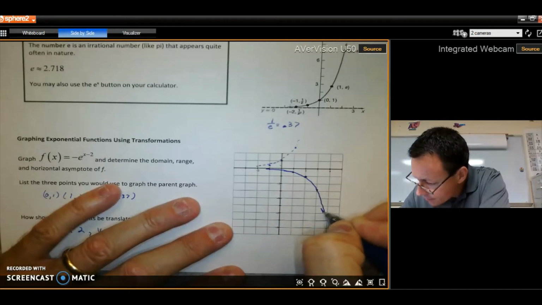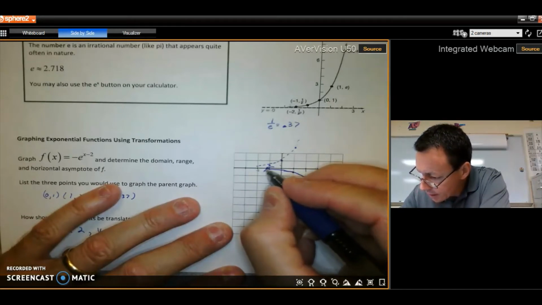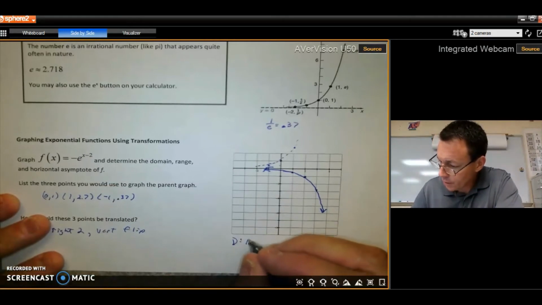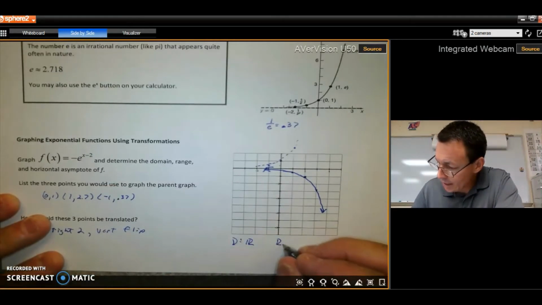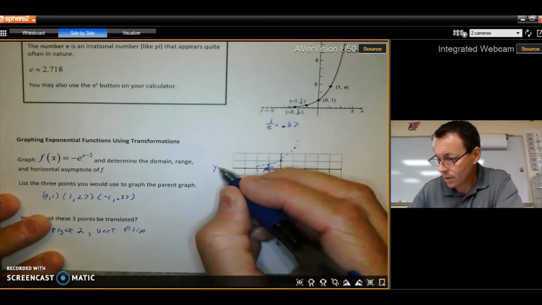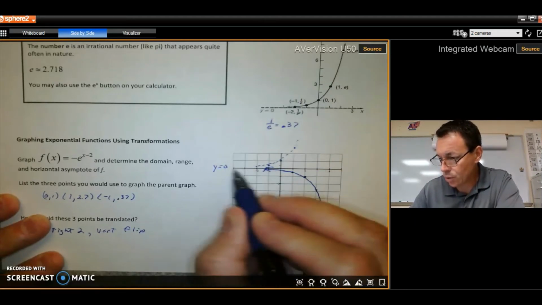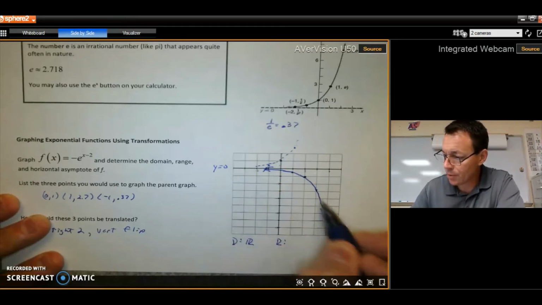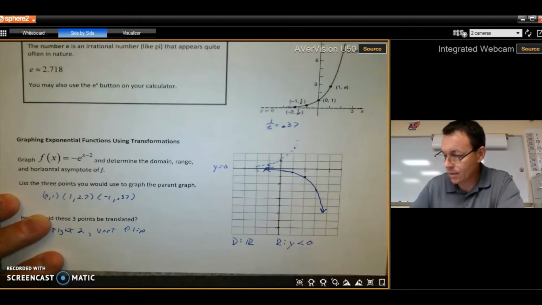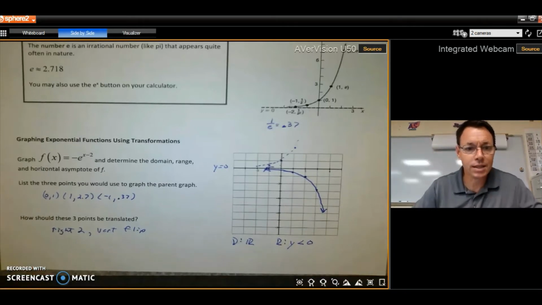So that is what our graph is going to look like. The domain would be all real numbers. The range, okay, so again, this y equals 0 is still a horizontal asymptote, but we're approaching it from underneath. So it's y less than 0. That's our range. All the y's less than 0.